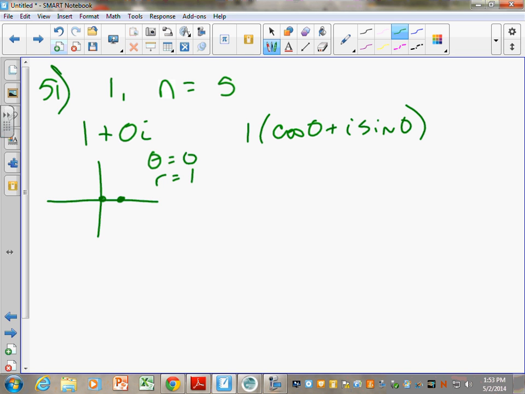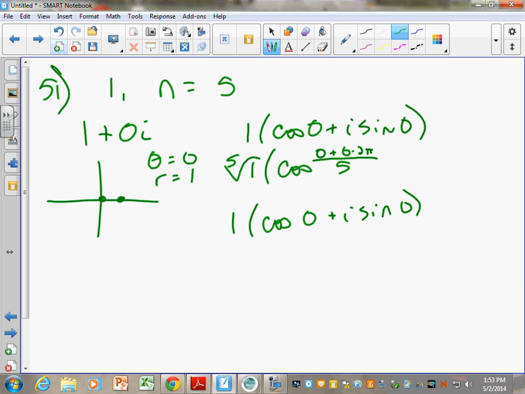The fifth root of 1, the nice thing about this is that it's still just going to be 1 every time, so I don't know that there's really a need to write the fifth root of 1. I'll do it one time just so you can see it in the formula. Cosine of 0 plus 0 times 2 pi all over 5 gives you 1. 0 divided by 5 is still just 0.